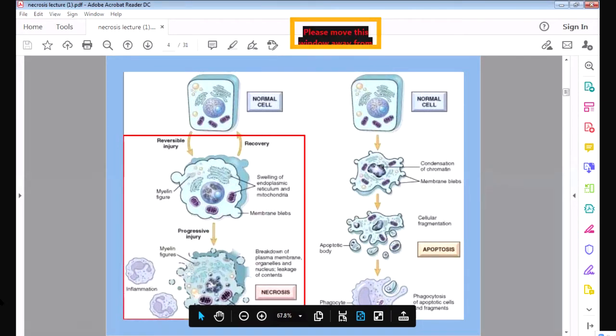They will digest these organelles. They will secrete one enzyme which is called the lysosomes. So these inflammatory cells will secrete lysosomes, and they will digest the cell. So this is the area. This is the pathway of necrosis.